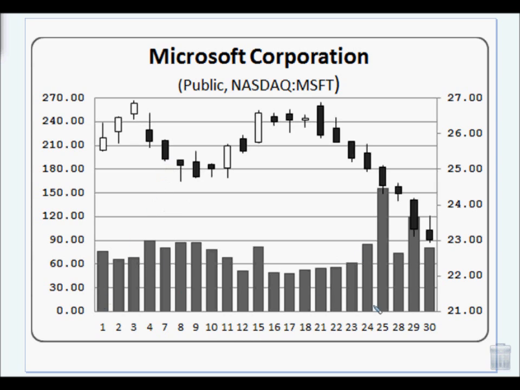My volume, these are in millions. So Microsoft has lots of shares. Like the lowest volume was 22.5 or almost 22.5 million. The highest volume was way up here this day that it was dropping, and you can see how it's dropping.